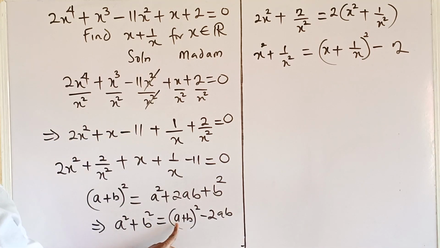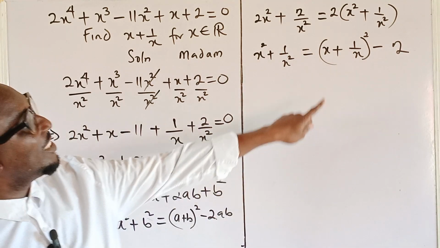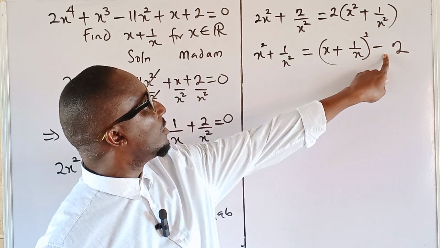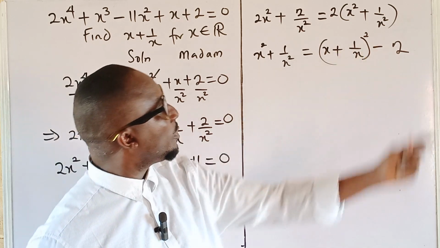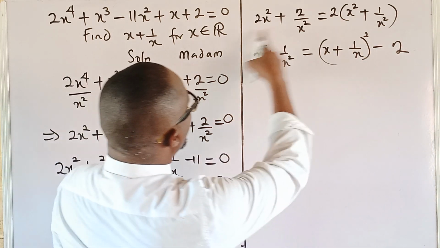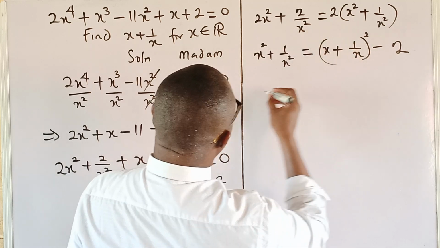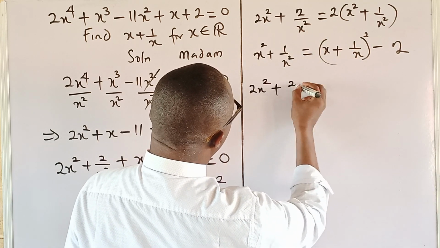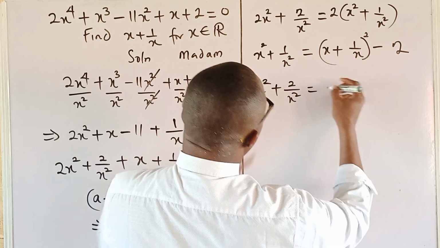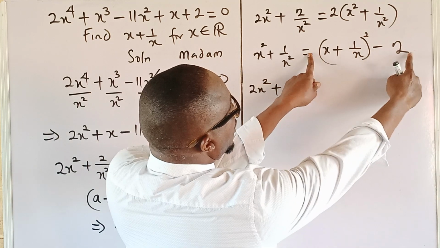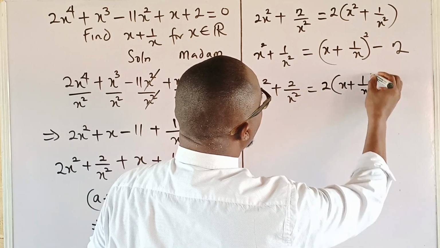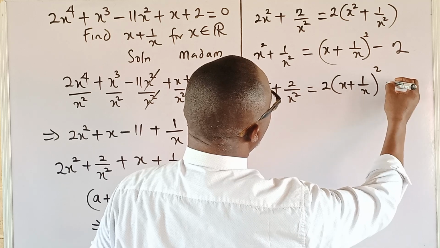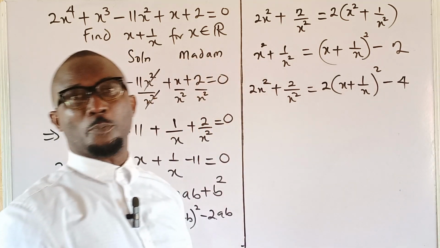A squared plus b squared is a plus b whole squared minus 2ab. So s squared plus 1 upon s squared is s plus 1 upon s all squared minus 2. Okay, this should be a plus. Okay, minus, we are correct. So 2s squared plus 2 upon s squared will now be, I will use 2 to multiply the right hand of this expression here. That becomes 2 into s plus 1 upon s whole squared. 2 multiplied by -2 will give us -4.